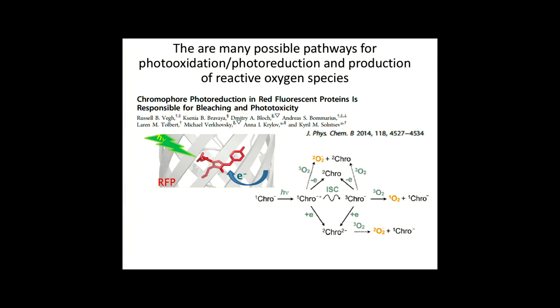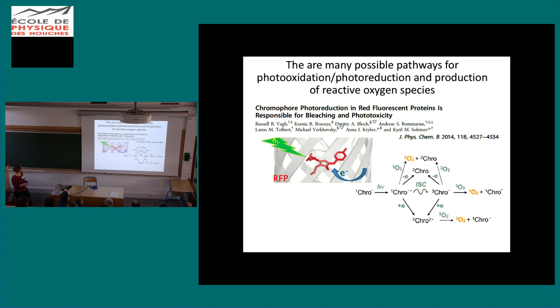Okay. There are many possible pathways. This is a nice paper by Anna Krylov's lab where they show that there is also evidence of photoreduction in the excited state. Just to remind you, if you have your chromophore, you absorb light, you're in the excited state. You can convert to a triplet state. But from this state, you could either get reduced or you could get oxidized, but you could also react with oxygen via this pathway.